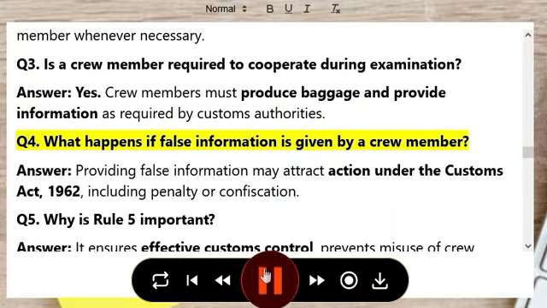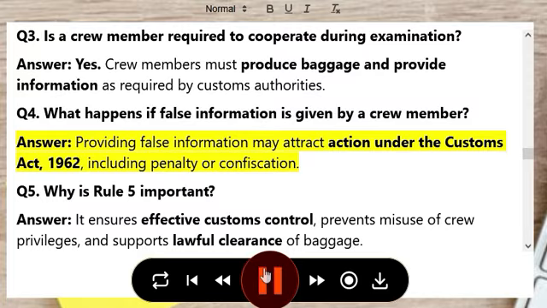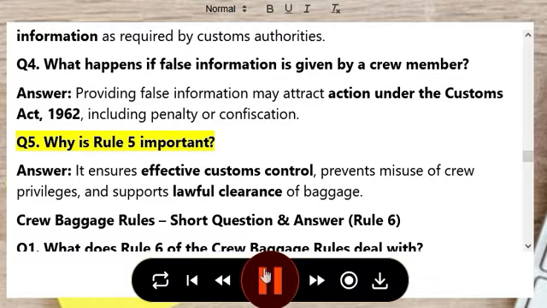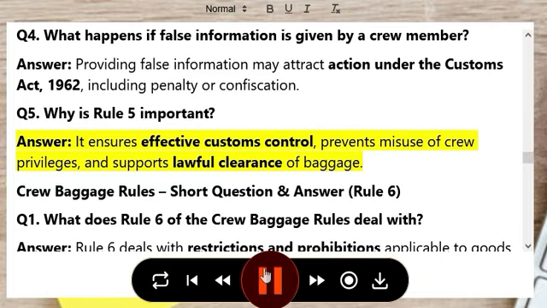Q4. What happens if false information is given by a crew member? Answer. Providing false information may attract action under the Customs Act 1962, including penalty or confiscation. Q5. Why is Rule 5 important? Answer. It ensures effective customs control, prevents misuse of crew privileges, and supports lawful clearance of baggage.